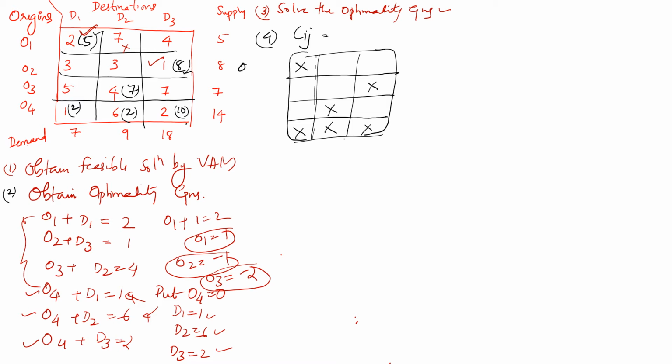This was O1, right? Value of O1 is, what is the value of O1? 1. Clear? Value of O2 is minus 1. Value of O3 is minus 2. Value of O4, we put O4 as 0, right? Let me check whether these values are correct. I think it is correct. Now value of D1 is equal to 1, D2 is equal to minus 1, D3 is equal to minus 2. Clear?